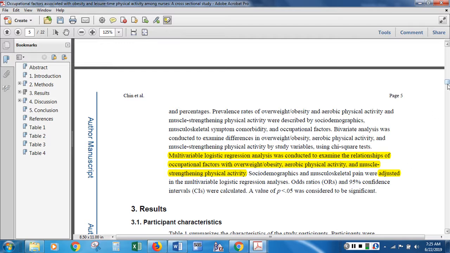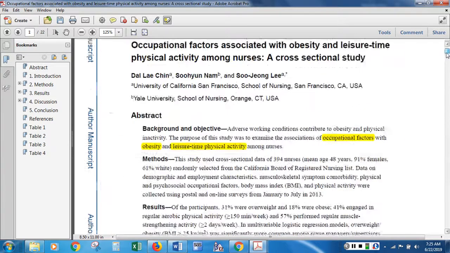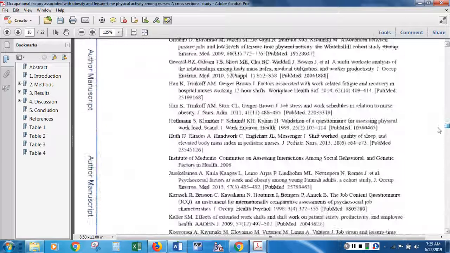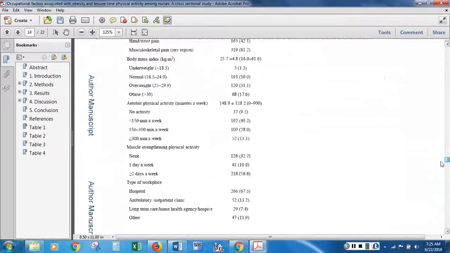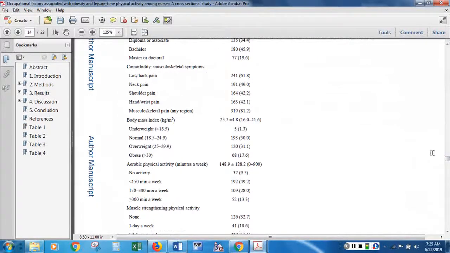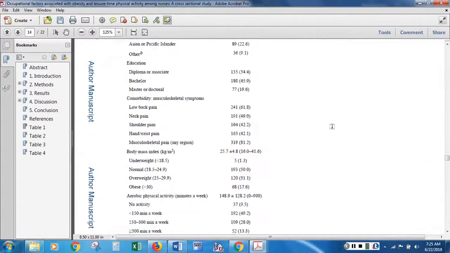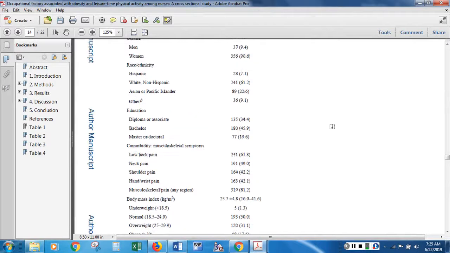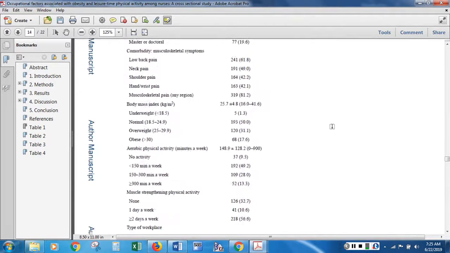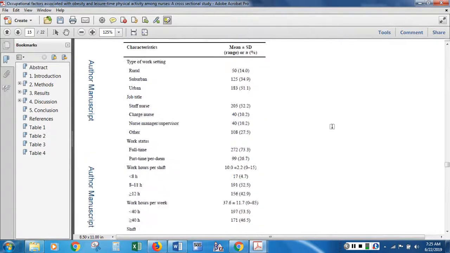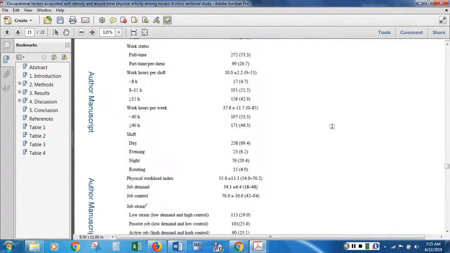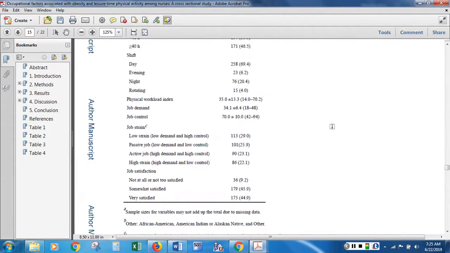Also looking at the study variables that were collected, is there anything that wasn't collected in the study that could have potentially affected the outcome of obesity and leisure time activity? I didn't see any dietary information collected here, and so you could point to that as a potential source of bias in the study, because if we didn't keep track of the nurses' dietary habits or collect that information, we wouldn't be able to adjust for it and control for it in the study.